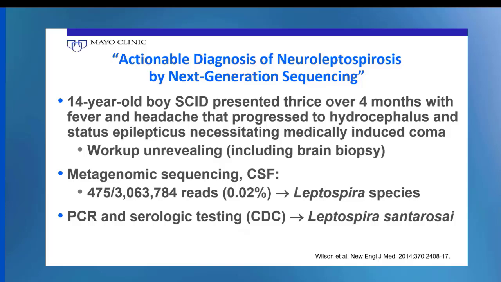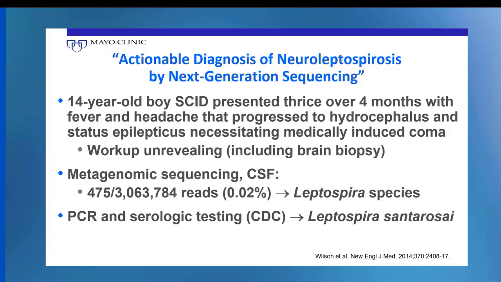So the title was Actionable Diagnosis of Neuroleptospirosis by Next Generation Sequencing. And it was really a case report. A 14-year-old boy with severe combined immunodeficiency syndrome had presented 3 times over 4 months with fever and headache. And he had progressed to having hydrocephalus and status epilepticus, necessitating a medically induced coma. So this was a very sick boy. They had done an extensive workup that was unrevealing. They even took him for a brain biopsy.